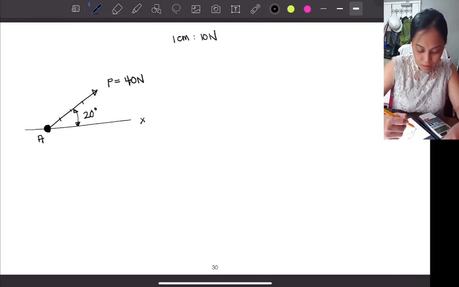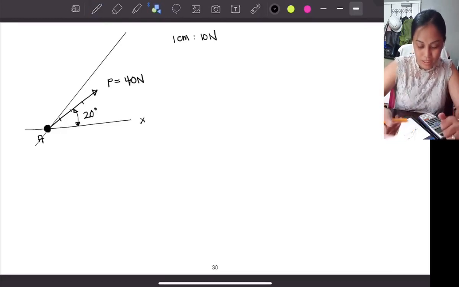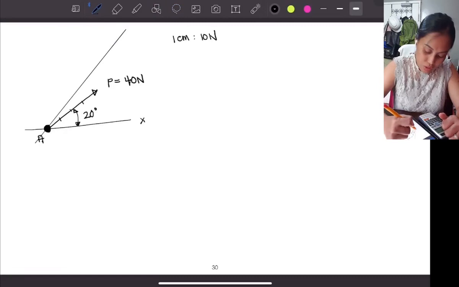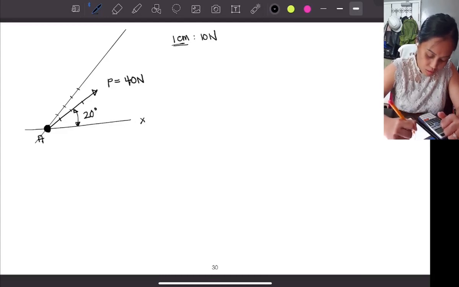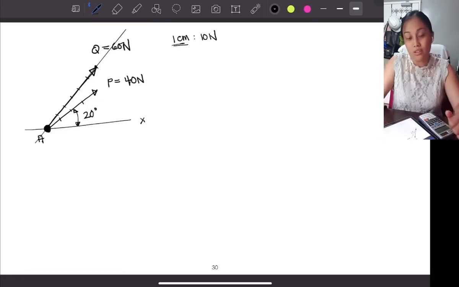Next is Q, which is 60 newtons. Measure using your protractor 45 degrees. Assuming the 45 degrees is along this line, we then sketch it. Say 6 cm, because it is 60 newtons. So 1, 2, 5, 6. Then this one is our Q, which is equal to 60 newtons.